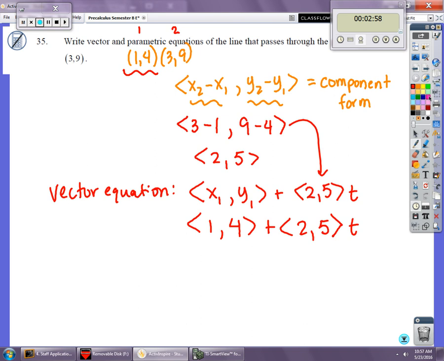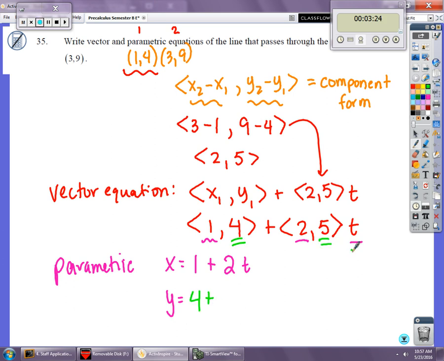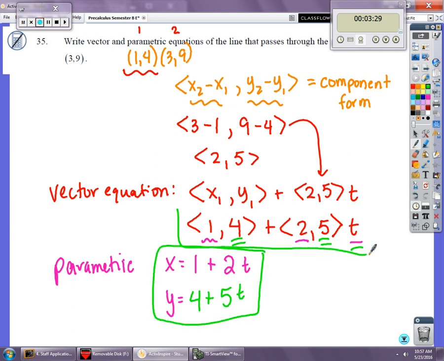Now my parametric equation would be to split it in terms of x and in terms of y. For my parametric, I started at 1, and then I'm increasing 2 per unit of t. And then for my y's, they are starting at 4, and they're increasing 5 for each unit of t. So here are my two sets of equations.